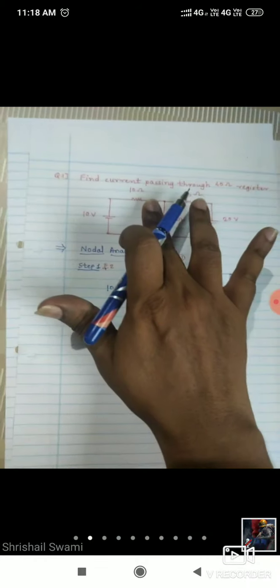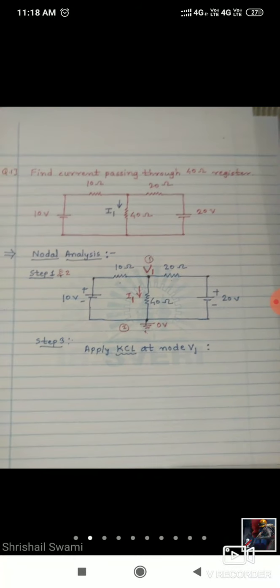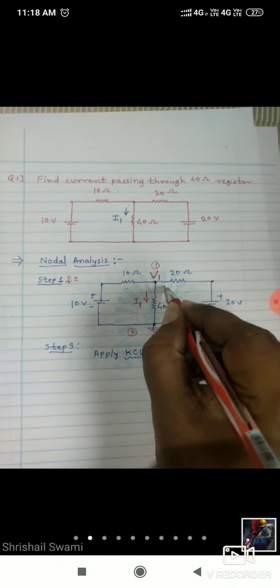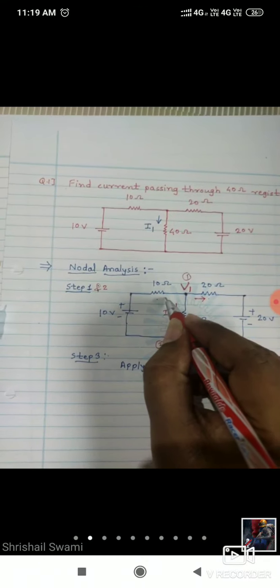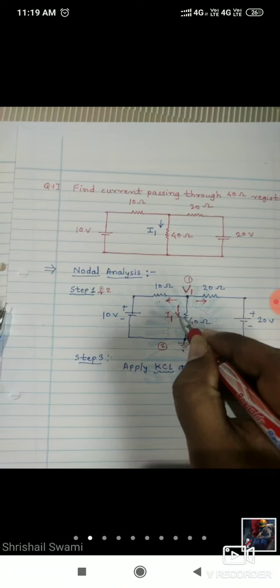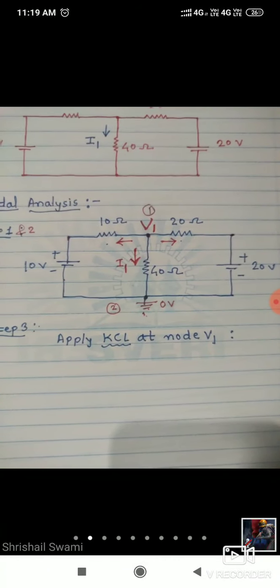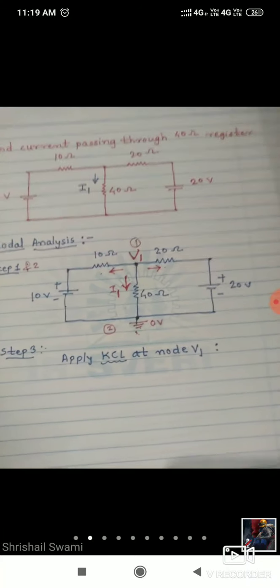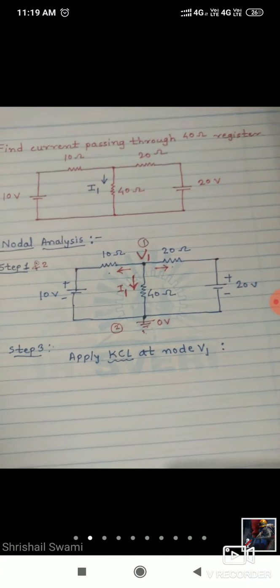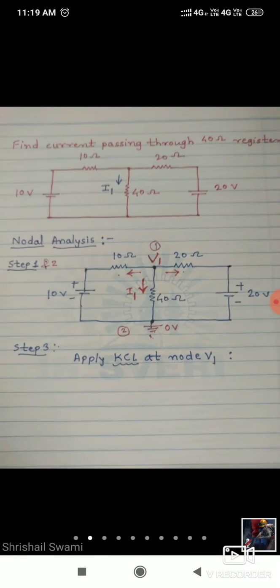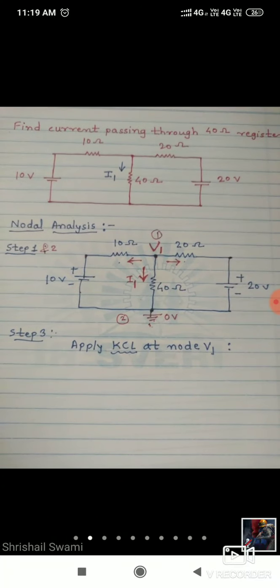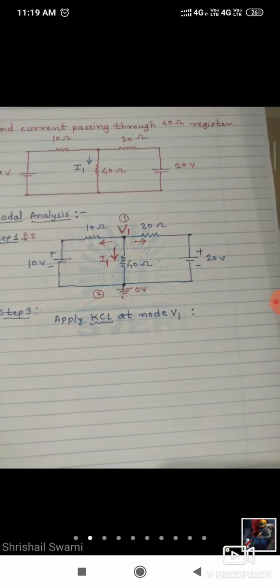So we can assume that they have not given this I1, they are only asking to find the current passing through 40 ohm. In that case, if you don't know the direction of current, then simply you mark it away from the node. If the direction of current is not known, then mark the direction away from the node. So I marked all three directions away from the node, because the current value is not given. What is the property of current?